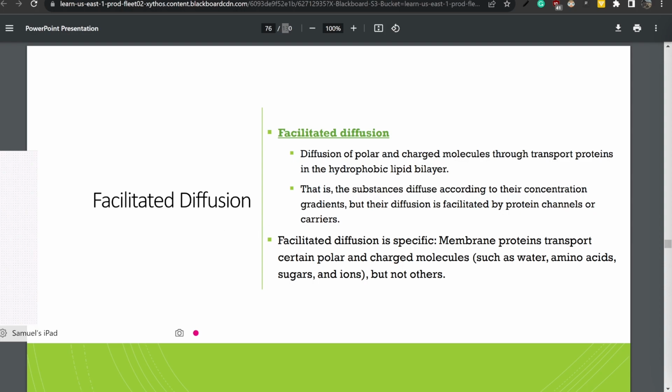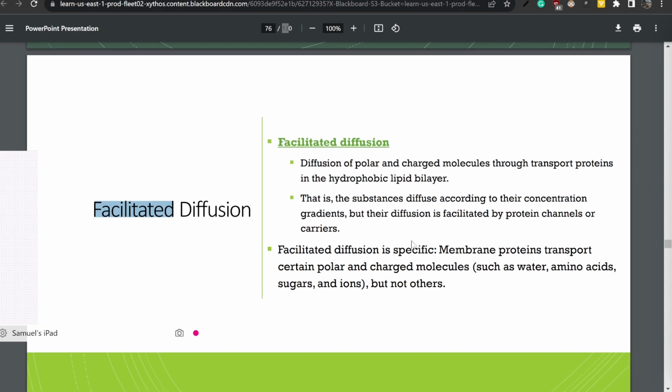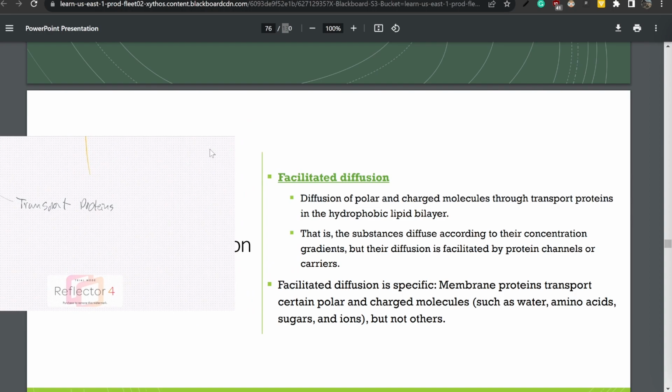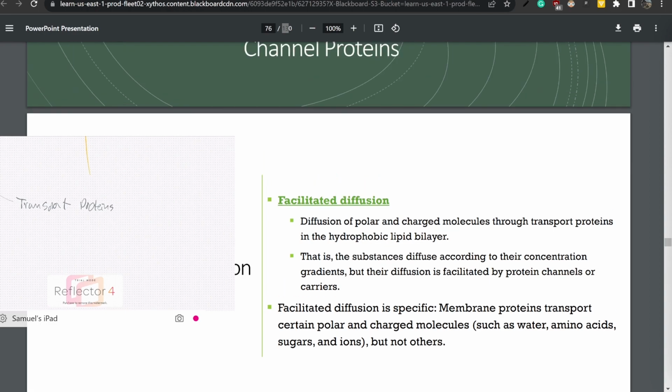Facilitated, that's something that reminds me of something that uses energy. Oh, actually it doesn't. So I was wrong, and I'm going to fix that very strongly and quickly. Here it says that they move according to their concentration, but their diffusion is facilitated by proteins. So it's kind of like an aquaporin.